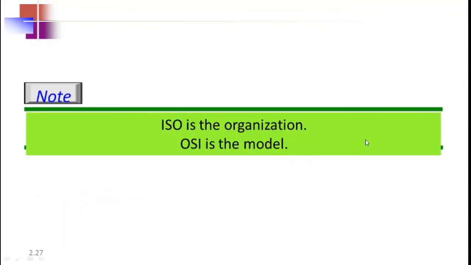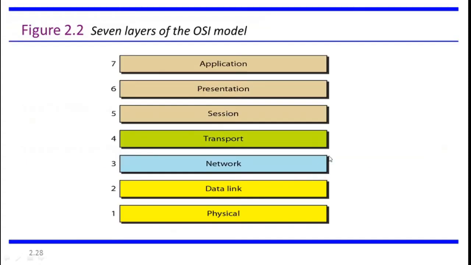So we should remember that ISO is the organization, whereas OSI is the model. So the open system is a set of protocols that allow any two different systems to communicate regardless of their underlying architecture. So the purpose of OSI model is to show how to facilitate communication between different systems without requiring changes to the logics of the underlying hardware and software.